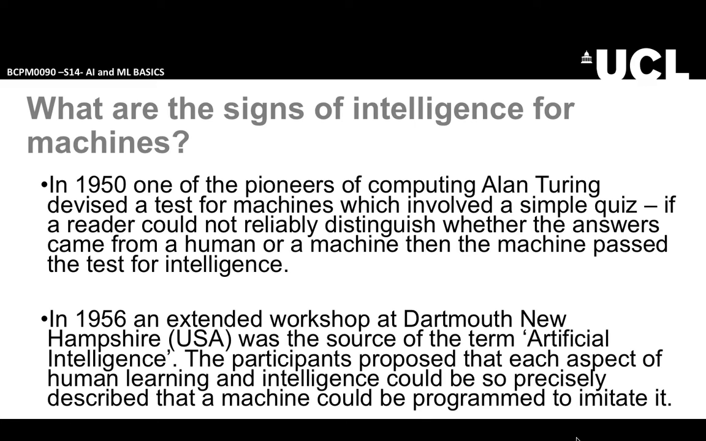In 1956, in an important workshop that took place in the USA, the participants proposed that each aspect of human learning and intelligence could be so precisely described that a machine could be programmed to imitate it. So basically, they were providing an initial definition for artificial intelligence.